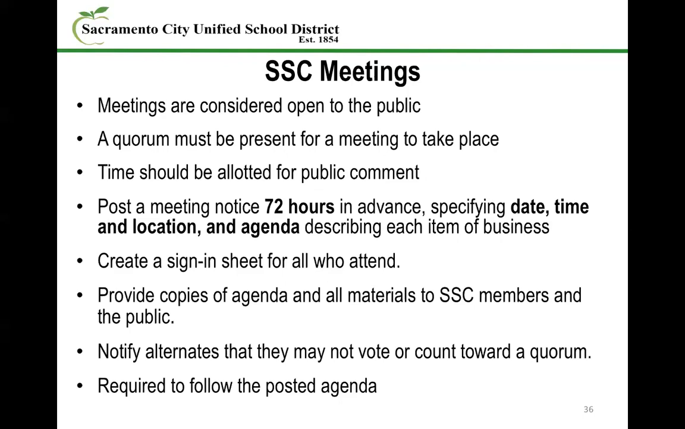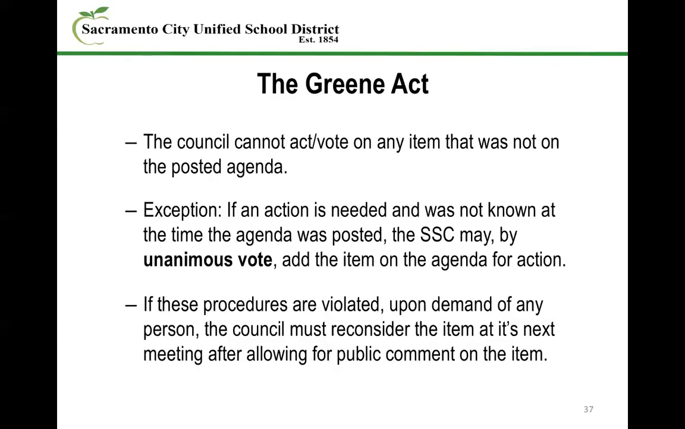Notify alternates that they may not vote or count towards a quorum for that meeting, and you are required to follow the posted agenda. The reason for this is the Brown Act. The Brown Act says the council cannot act or vote on any item that was not on the posted agenda.